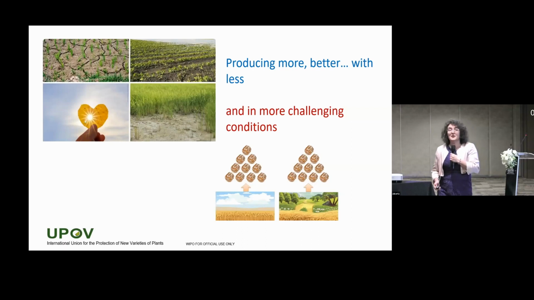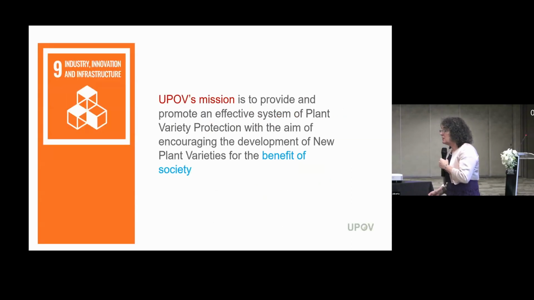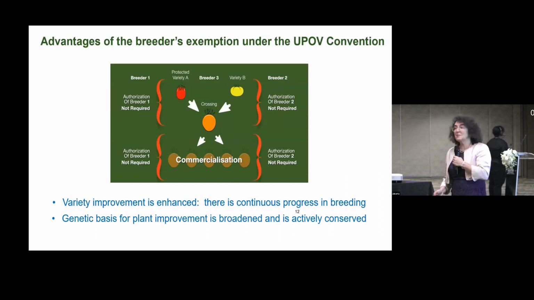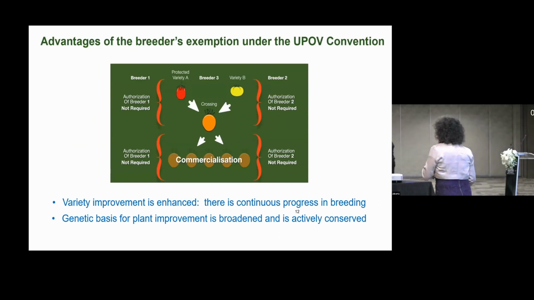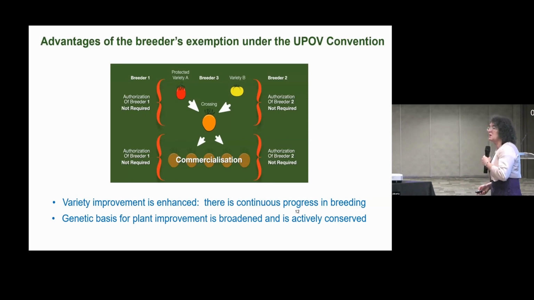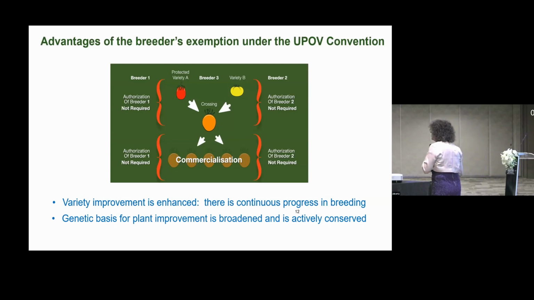So UPOV's mission is to provide and promote an effective system of plant variety protection for the benefit of society. And I'm just going to highlight one of the key features and benefits of the UPOV system, the breeders' exemption. The key message here is how we can provide a system where breeders and farmers have access to these new improved varieties to breed from the best. Because under the UPOV system, if the varieties are protected and they are available in the market, you don't need to wait for the expiration of the breeder's rights to use those varieties to develop new varieties. From the beginning, you can use protected varieties for further breeding.